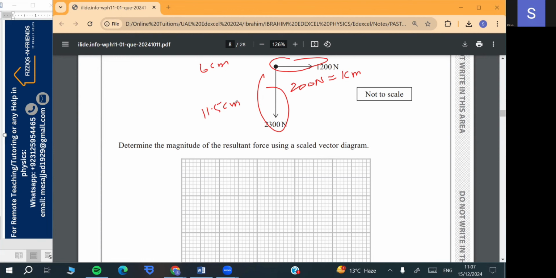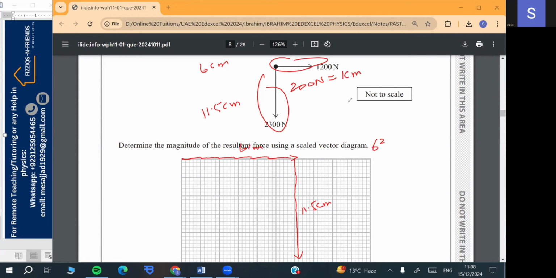I have now two vectors here. So this is 1, 2, 3, 4, 5, 6, for example. You need to draw these two lines by your scale, and you need to connect these two vectors head to tail, because the tail of the second vector is connected with the head of the first vector. This is called the head to tail rule.